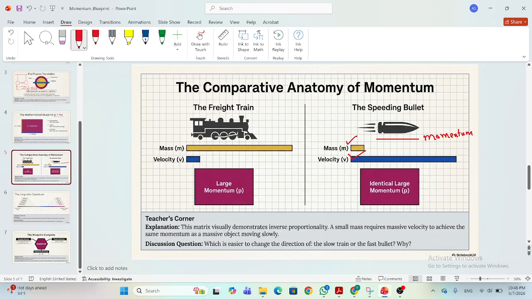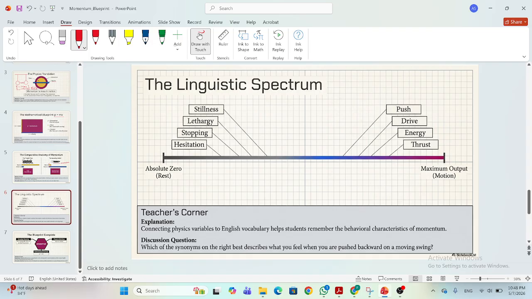And next we have a linguistic spectrum. Linguistic means the meaning of momentum in the language. Okay, so on the right side we have the meaning, the synonym. For example, if you want to find a synonym for momentum, it can be push, it can be drive, it can be energy, it can be thrust. It has a similar meaning.